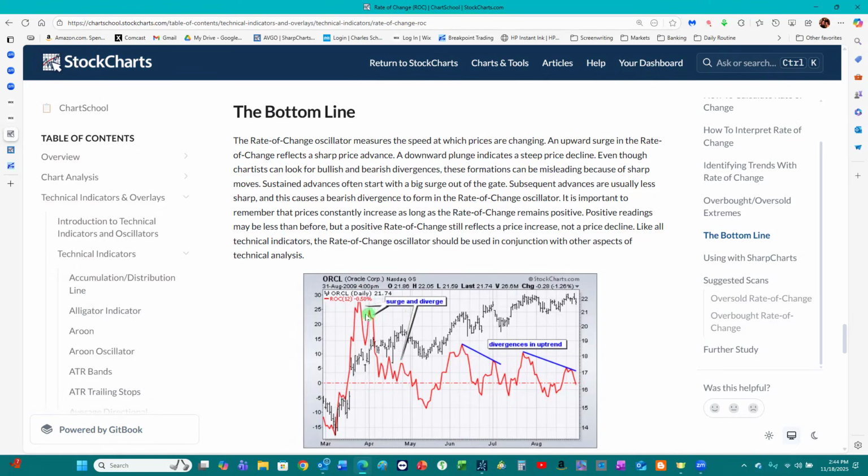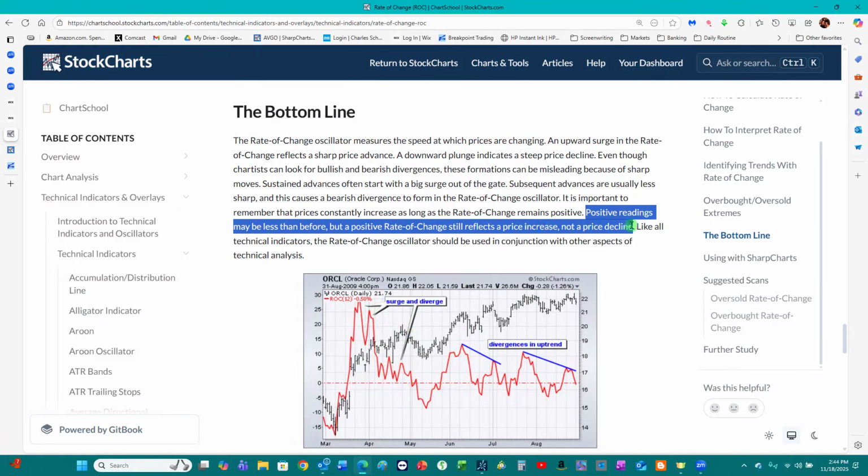So you can see right here, rate of change was surging higher, and the price was going up. And then the rate of change started to move lower, price was still moving higher. The important thing here, highlight this: positive readings might be less than before, but a positive rate of change still reflects a price increase, not a price decline. So as long as rate of change is above 0, it reflects a price increase, just might be not as much of an increase.